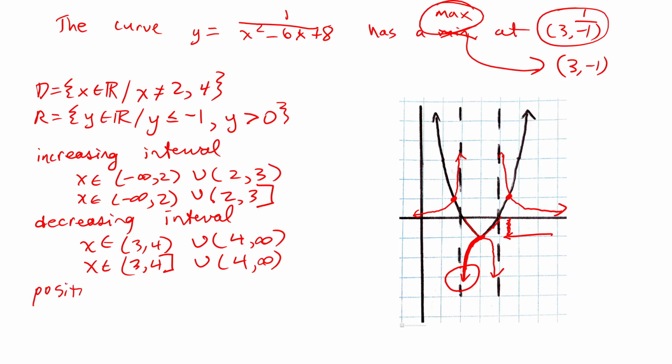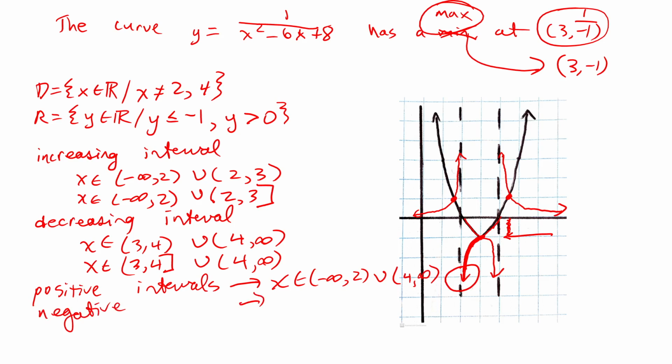Our positive interval, we see the two portions above the x-axis are the portions where x is anywhere between negative infinity and 2 in union with 4 to infinity. And then our negative interval is the portion in between 2 and 4. So x is an element from the interval from 2 to 4. And finally, our horizontal asymptote is at y equals 0. And our vertical asymptotes are at x equals 2 and x equals 4.